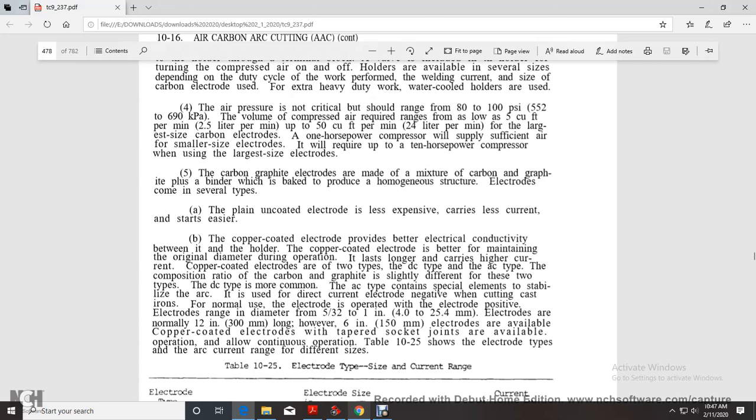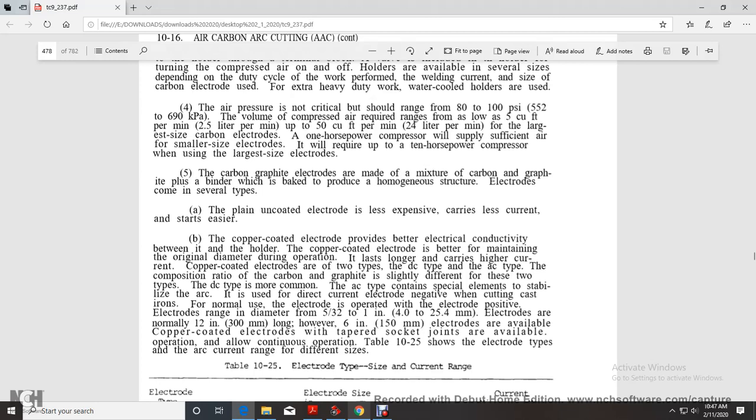The copper-coated electrode maintains its original diameter during operation longer and can carry a higher current with the holder. Copper-coated electrodes come in 2 types, DC and AC. The composition ratio of the carbon and graphite is slightly different between the 2 types. The DC type is more common. The AC type has special elements to stabilize the arc.